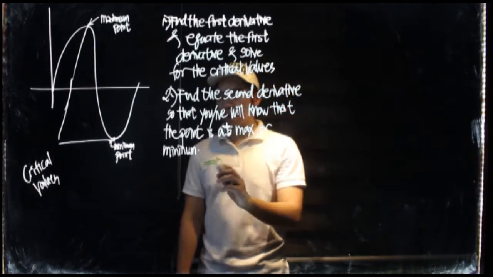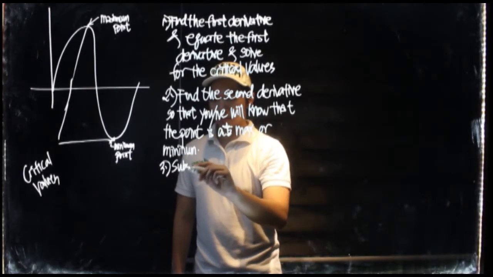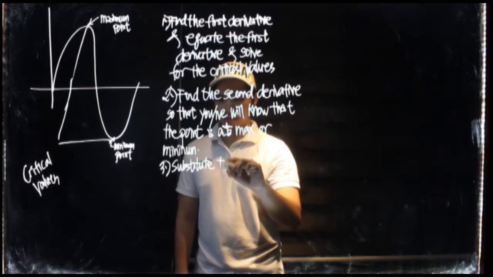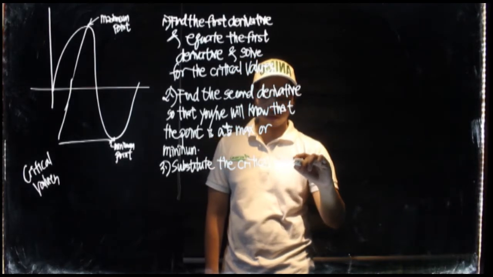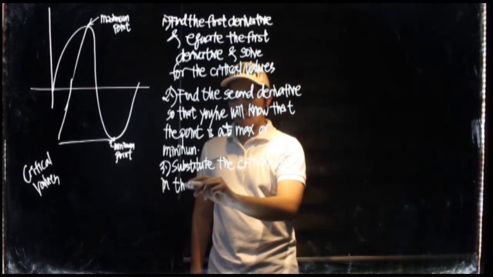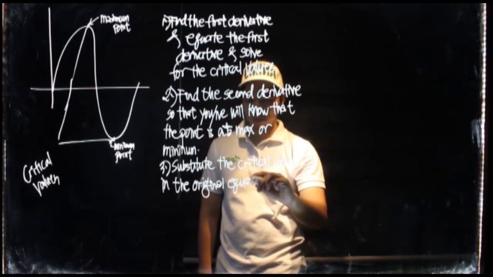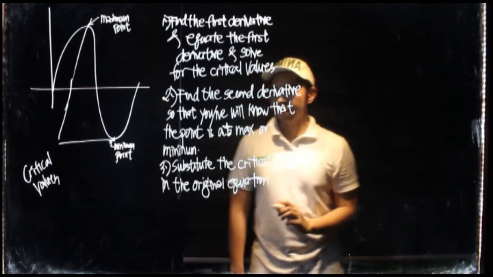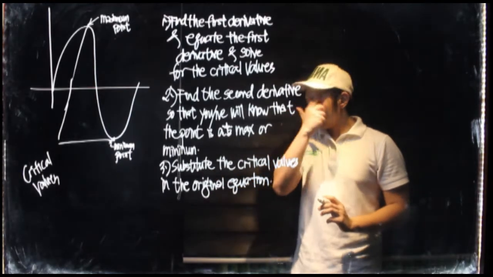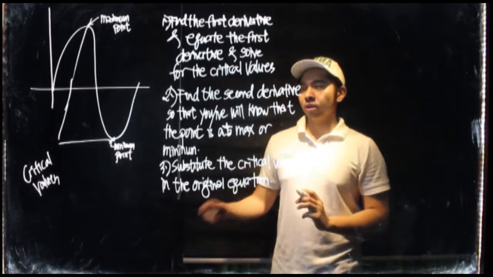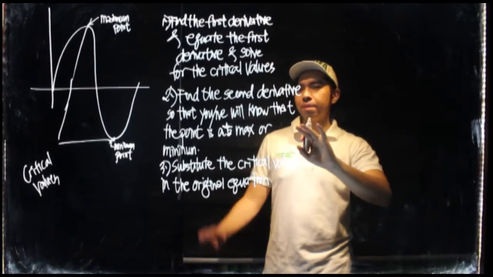And then third, substitute the critical values in the original equation. The original equation will be the given equation. You need to substitute that back there so that you'll know the values of the ordered pairs. And the second derivative is so that you'll know if that is a max or a minimum.